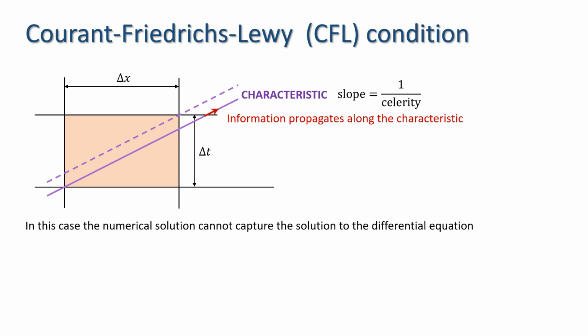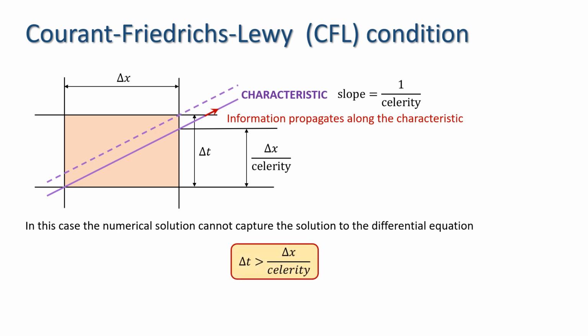The time period that information takes to cross the cell is delta x times the gradient, i.e. delta x divided by the celerity. In this case, delta t is greater than this period, and we have the condition celerity times delta t over delta x is greater than 1. This has an amplifying effect and results in an unstable solution.